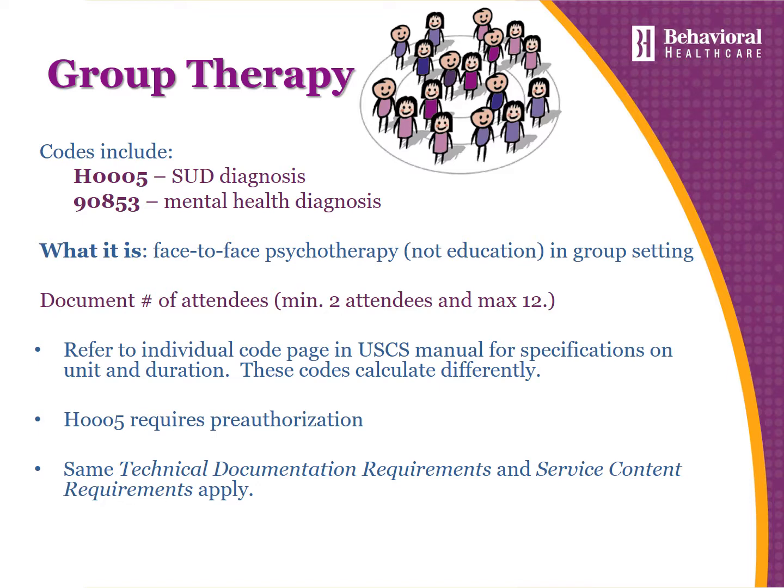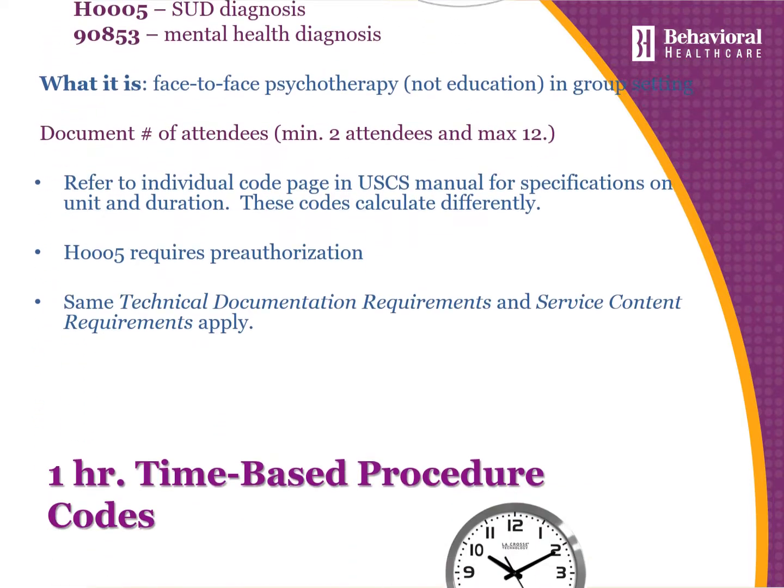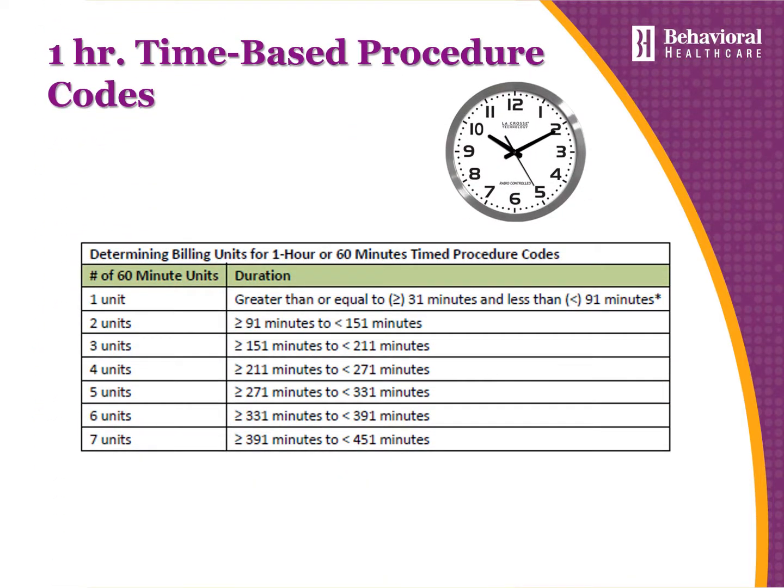The unit and duration for these codes are different from each other. Refer to individual code pages in the USCS manual for unit and duration specific requirements. Again, technical documentation and service content requirements apply. For H0005, refer to this table to calculate units. You can find this located in the USCS manual.